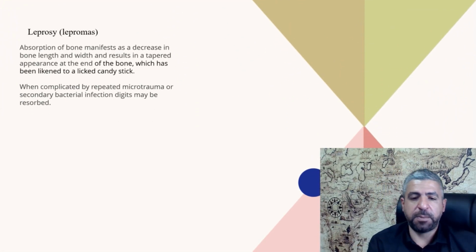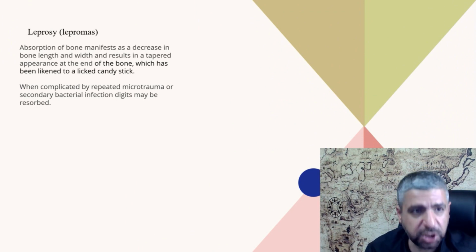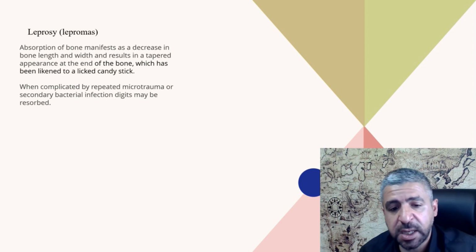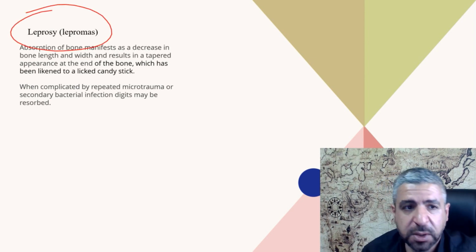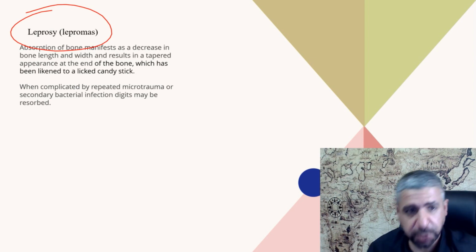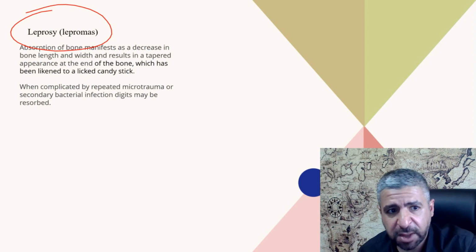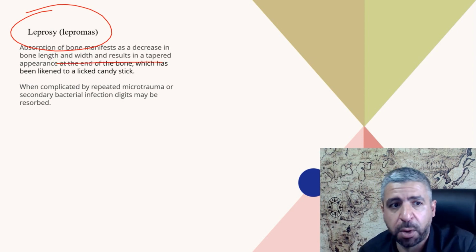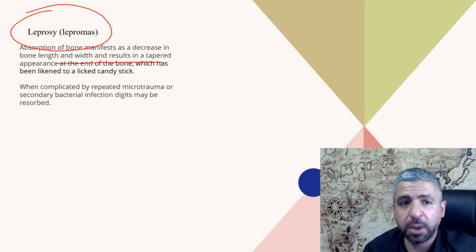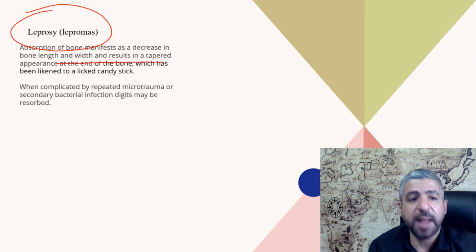The other possibility, which fortunately is much rarer nowadays, is leprosy, or what's called lepromas. There are multiple lepromas affecting the bone. There will be absorption of the bone, which manifests as a decrease in the length and the width of the bone with a tapered appearance. They call it the licked candy stick. It's just like a candy stick that has been licked.